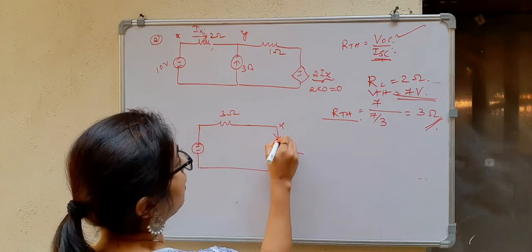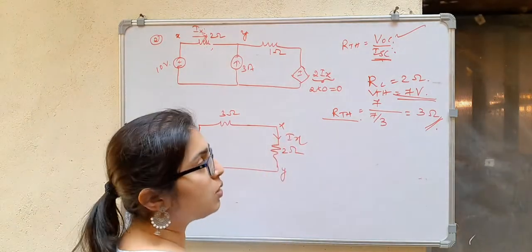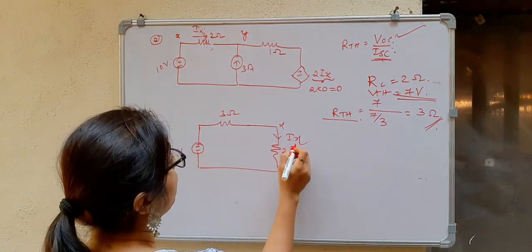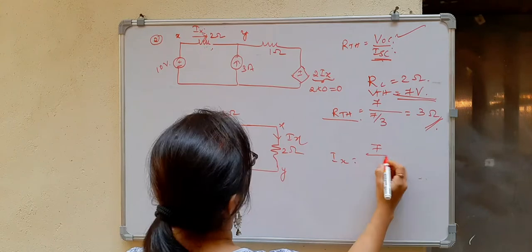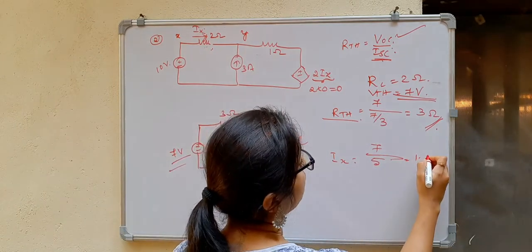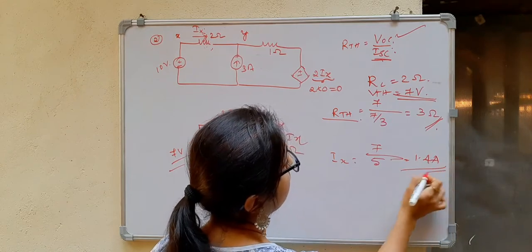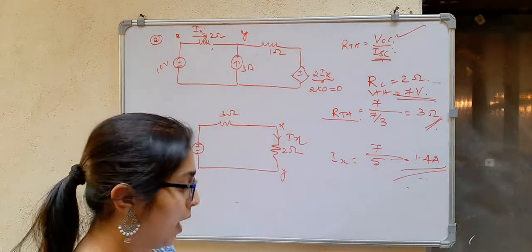Now we have to find the current Ix, okay, that is flowing through this load resistor. So for that, Ix is equal to the voltage 7 divided by 3 plus 2, 5. So it is equal to 1.4 ampere. The current which is flowing through the load resistor is 1.4 ampere.